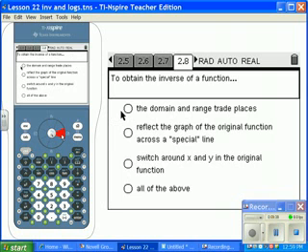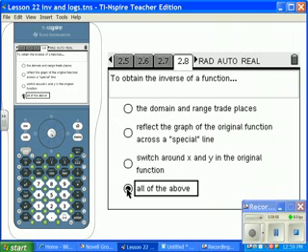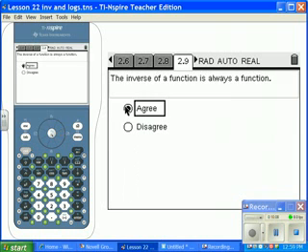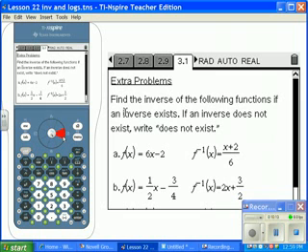To obtain the inverse of a function, the domain and range trade places. Well, yeah. Reflect the graph of the original function across a special line, that special line being y equals x. That's true as well. Switch around x and y in the original function, or all of the above. Well, of course, we know that every single one of those works, so the solution is all of the above. The inverse of a function is always a function. Agree or disagree? I am going to go with agree. So that's just a little checking of how you're doing.